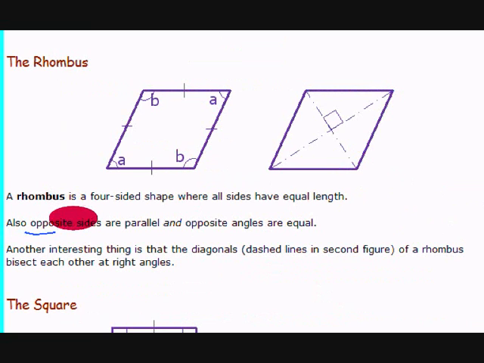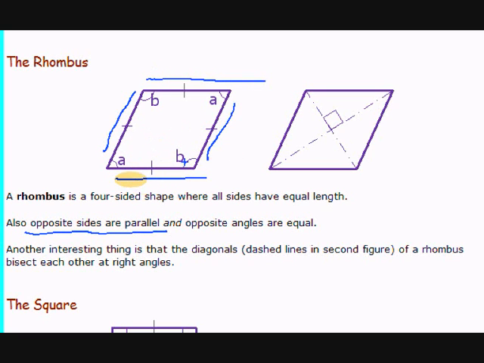Another important property: the sides are parallel. This and this are parallel. Look, this side and this side are parallel. In a square, it's going to be perpendicular and it's parallel too. And opposite angles are equal. This we mentioned. Another interesting thing is the diagonal dashed lines in the second figure. You see that? They bisect each other at right angles. You look there, they bisect here at right angles. Okay, this is the important property you should remember. Right angles mean what? It is 90 degrees.